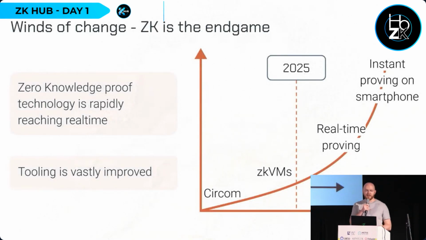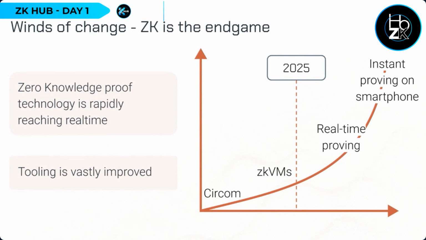Obviously, I don't think anybody will disagree with me here. ZK is the end game. Zero knowledge proof technology is evolving rapidly. We've gone from having to write circuits, which are very arcane, to being able to use ZK VMs and writing Rust contracts. People are making a lot of progress towards real-time proving, and I'm pretty sure we could expect to have near instant proving on a smartphone in a couple of years, or maybe a few more than that. And the tooling alongside it is also vastly improving. So the first trend that we're seeing is that ZK is becoming much more than usable.